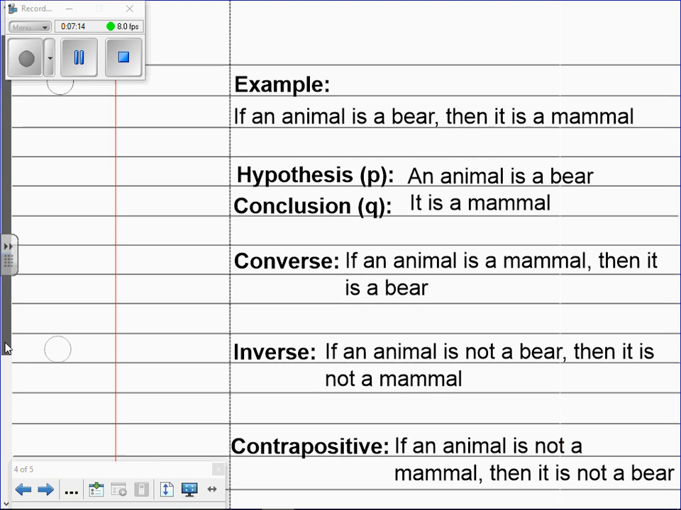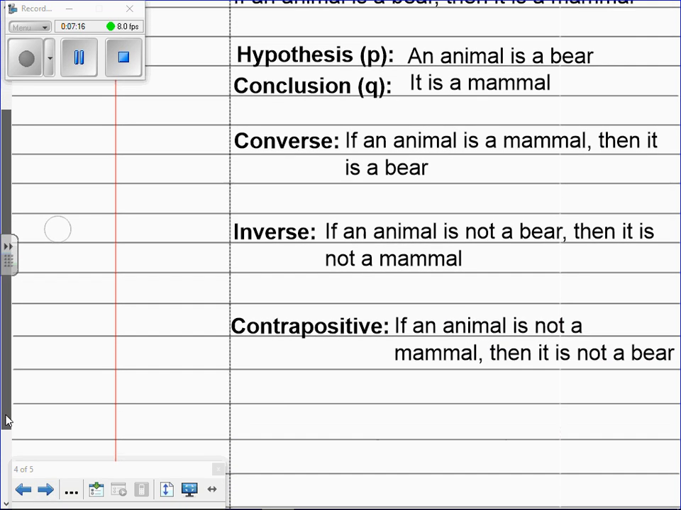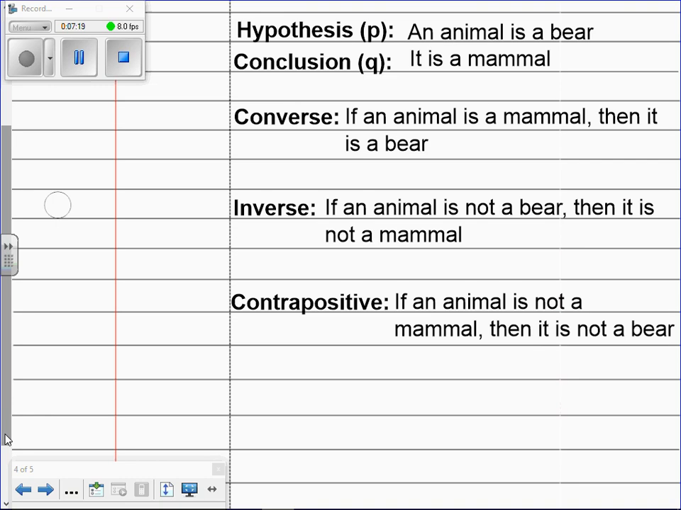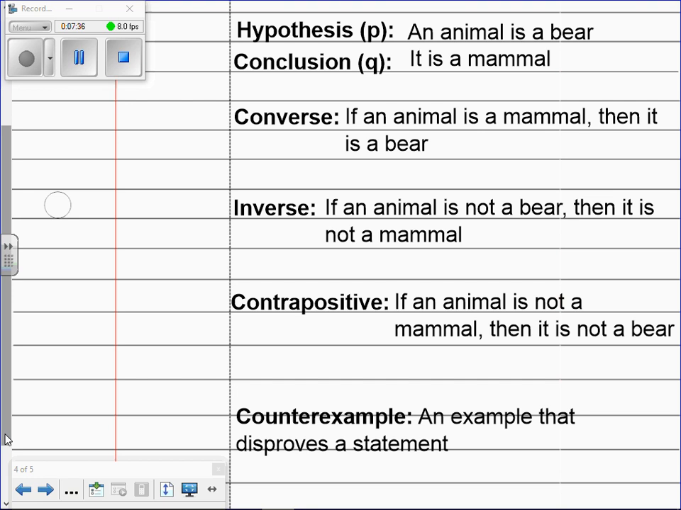So here we are, we still have our examples, our hypothesis, converse, contrapositive. I want to introduce to you, because remember we said the conditional statements can be true or false. So how do we read these statements and determine if they are indeed true or false? So we have what is called the counterexample. And that's an example that disproves the statement. So if you have at least one counterexample, then that would make your whole statement false. If you can't come up with a counterexample, that means it's a true statement.